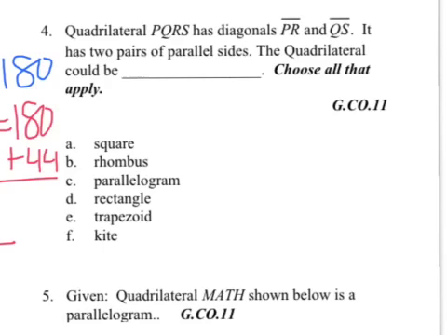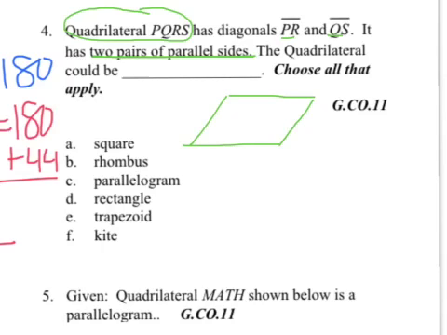Question number 4 says we have a quadrilateral PQRS that has diagonals PR and QS, and it says it has two pairs of parallel sides. So parallel, remember, looks like railroad tracks because they never intersect. So those are parallel and these are parallel. So this is one possibility. Now they ask us to choose all that it could be.